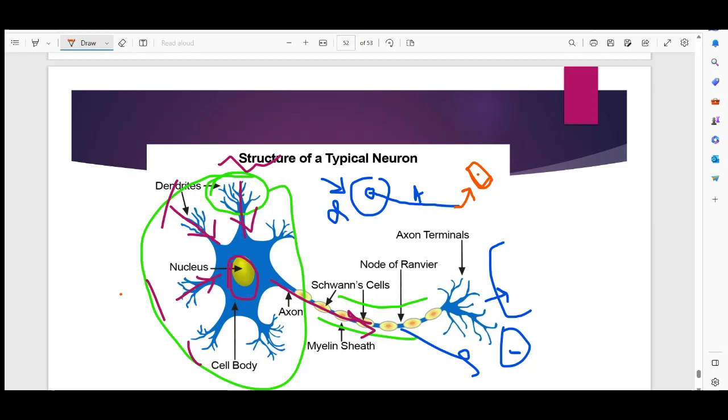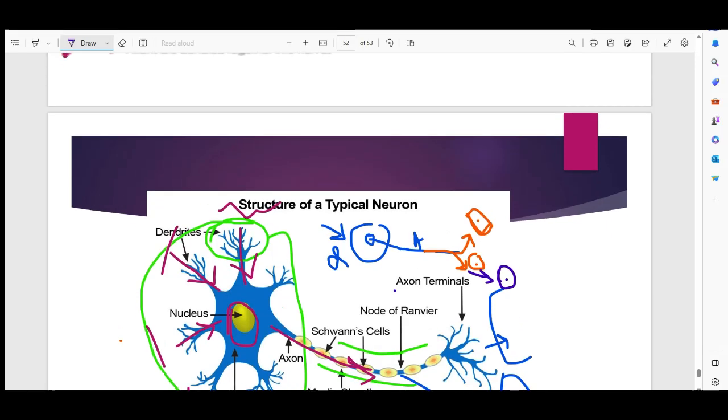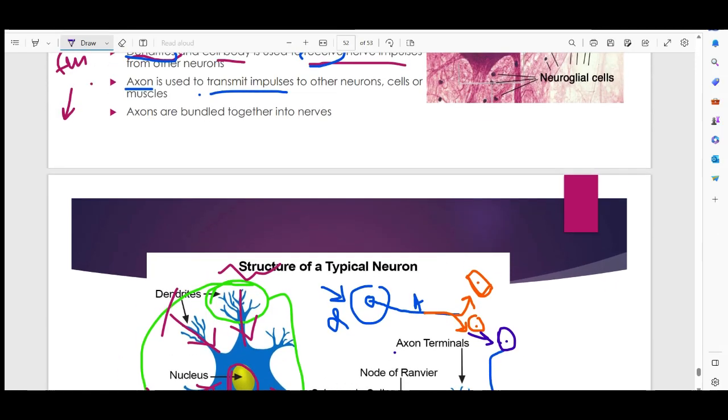But if this axon is near another neuron, the axon sometimes may be reaching the next neuron, and in that neuron the receiving end is the dendrite. So this axon can pass that information to the next dendrite of the next neuron. Did I complicate it too much? I hope you understand. No, this one I understood.